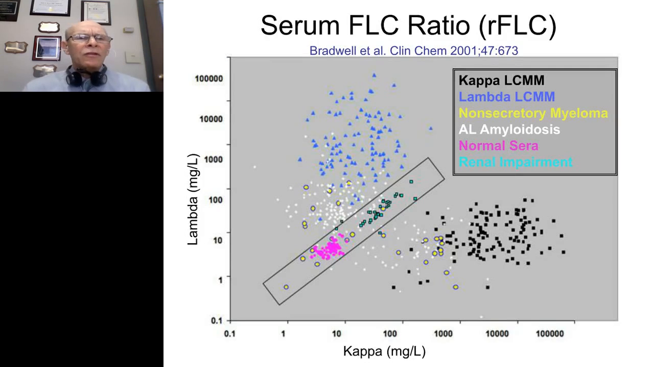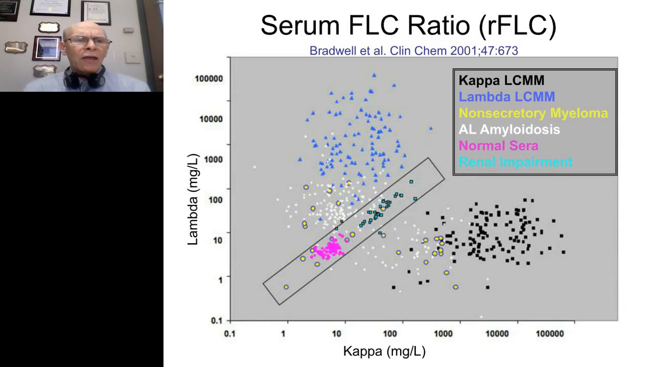So, after these specific antibodies were created, Bradwell and colleagues published a key paper. And here's data from their original work. It graphs the free kappa light chain concentration on the x-axis and the free lambda light chain concentration on the y-axis. And these are log graphs, as you see. Normal sera are shown in violet. Individuals with renal disease are in the turquoise blue. Individuals with renal disease can't excrete the light chains as readily and have higher amounts of both free kappa and lambda in their serum. However, the key is that the ratio of kappa to lambda is normal.